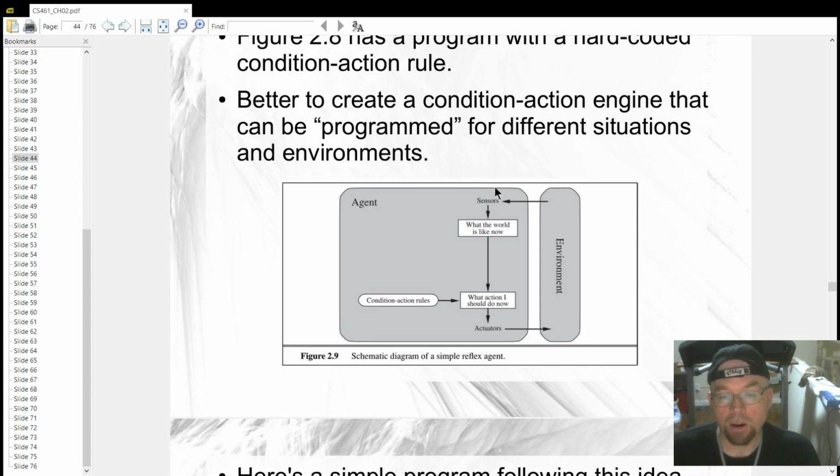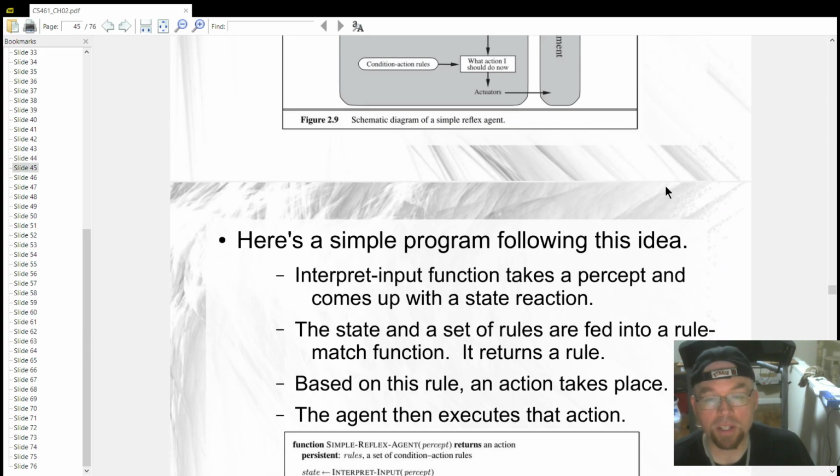All right, so here's the schematic diagram, the picture I was talking about. You've got your environment, you've got your agent, and there are components of that agent working together to control it. Sensors sense the environment. What's the world like right now? Based off of that, the condition action rules engine takes a look at what the world's like now and tries to match up a condition with an action. That tells you what action you should do now, which you then pass off to your actuators, which then update your environment. So that's pretty simple.